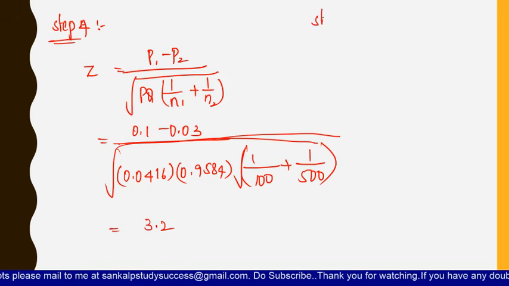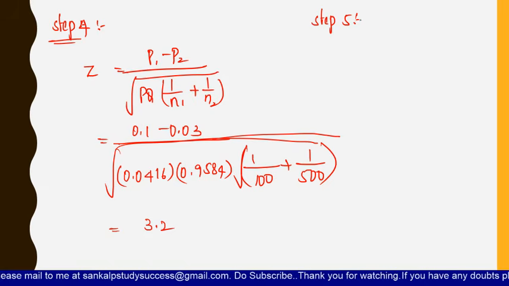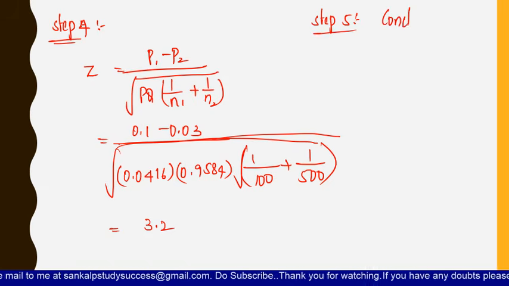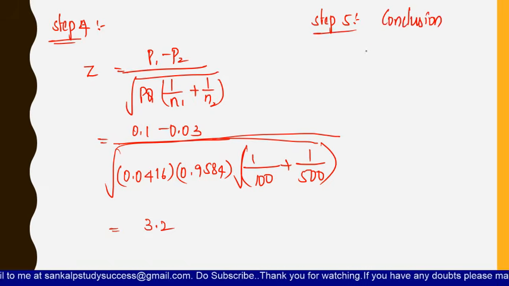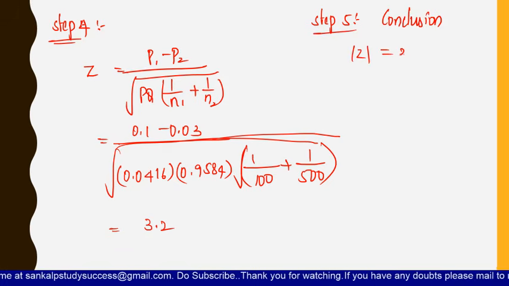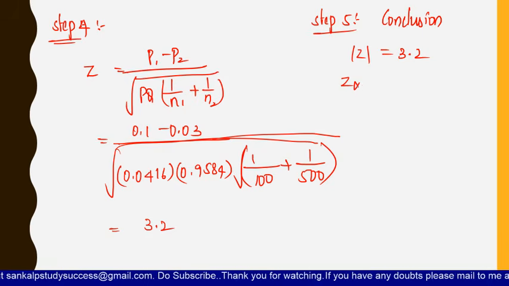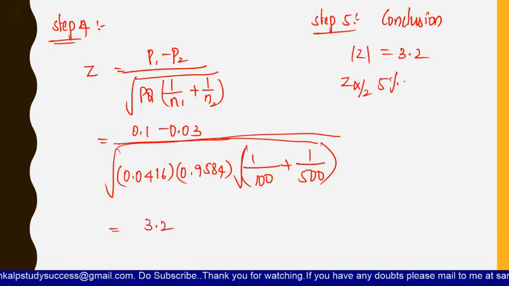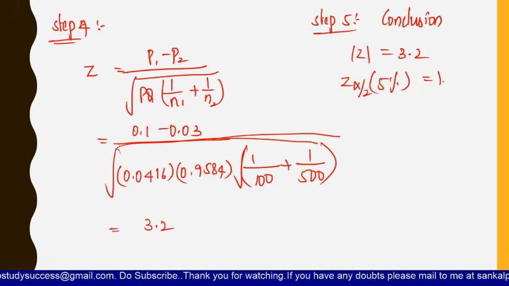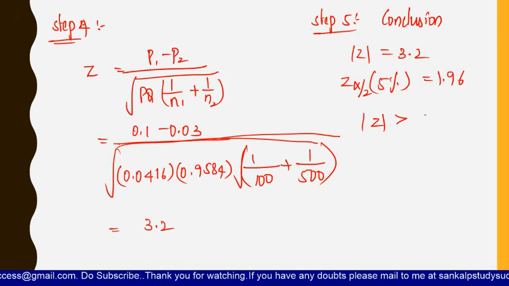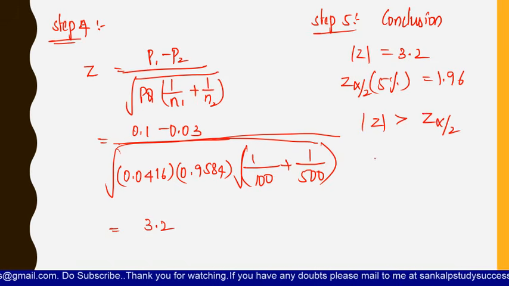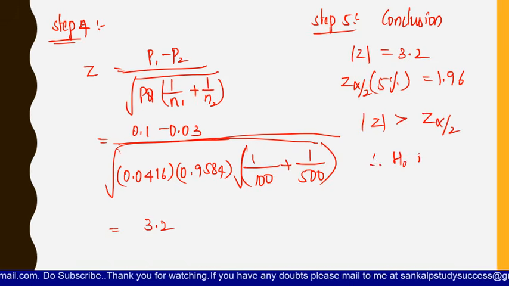Now let us conclude with step 5, which is the conclusion. Here we have mod Z value as 3.2 and Z alpha by 2 for 5% level of significance, which is 1.96. That means here you can say that mod Z value is greater than Z alpha by 2, therefore H0 is rejected.